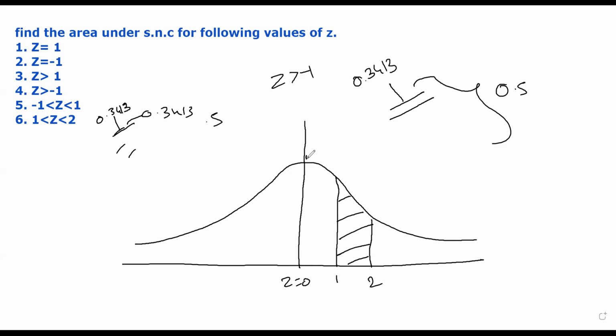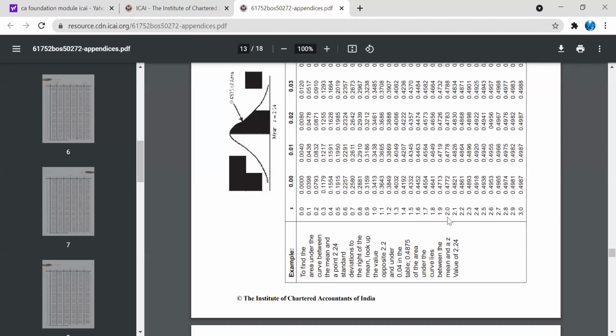What I'll do is find the area between Z equals 0 and 2. We calculated this area a little while ago. Using the Z table, I'll again find the area for Z equals 2. Where is Z equals 2? Here. So what is the area between Z equals 0 and 2? 0.4772. 2.00 is here, so this is our area.